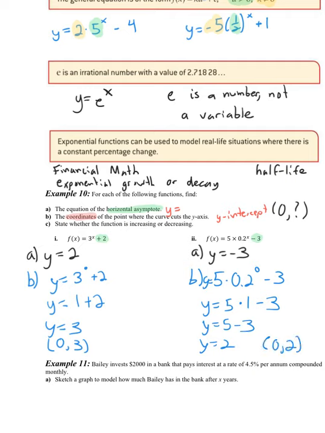Always make sure that you write down these intercepts as an ordered pair, especially like on the IB exam. You want to make sure you're doing that correctly.